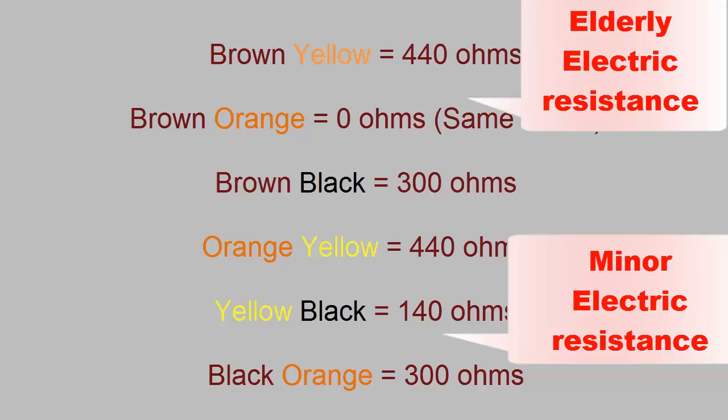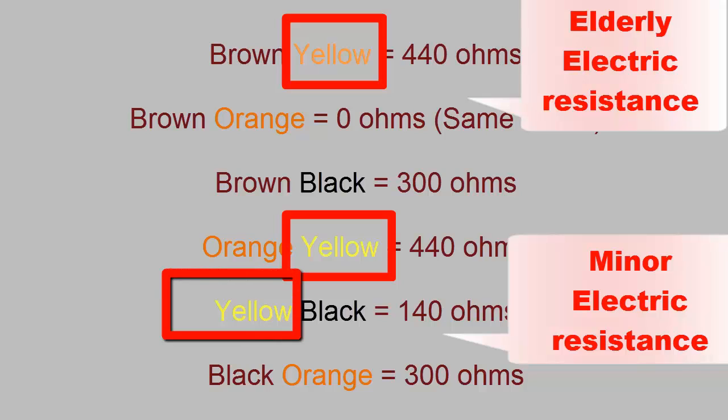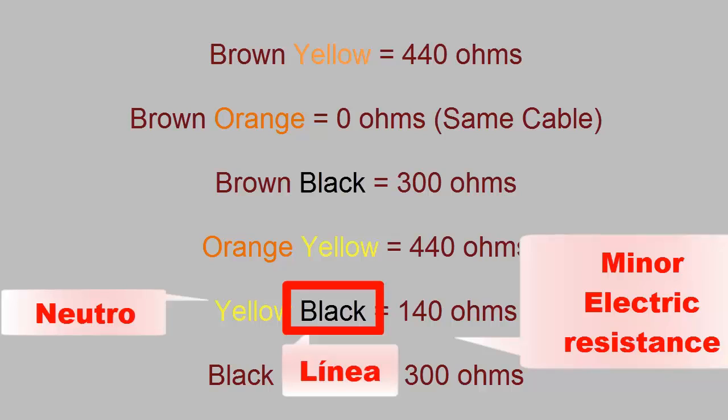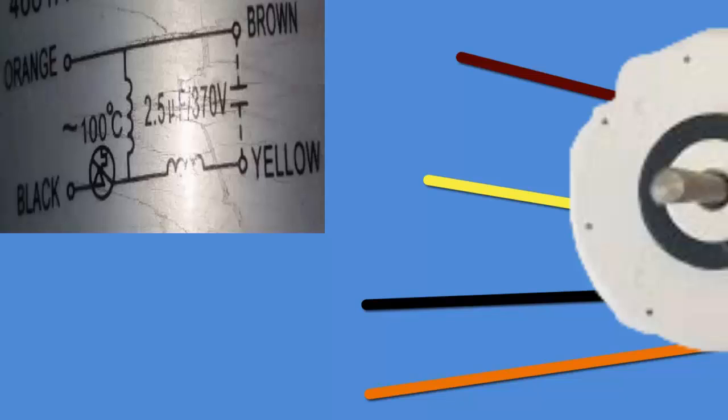5. The color that appears in the maximum and minimum resistance measurements is assigned as the neutral cable. In this case, the yellow cable meets this characteristic, so it will be the neutral. 6. Now, with the lowest resistance measurement, the line cable can be determined by elimination, as the neutral is the yellow cable, then, the black cable will be the line.